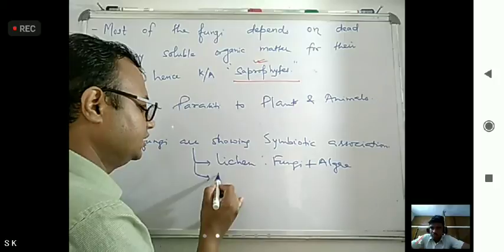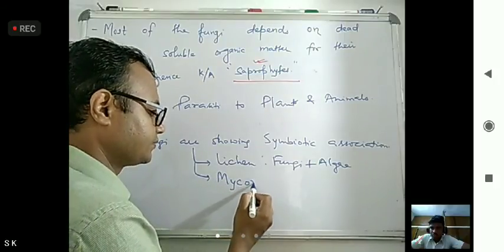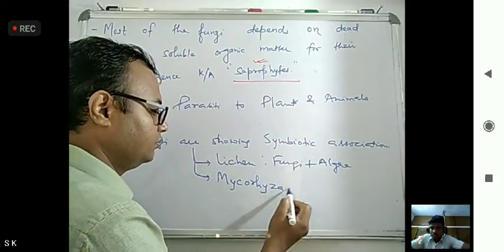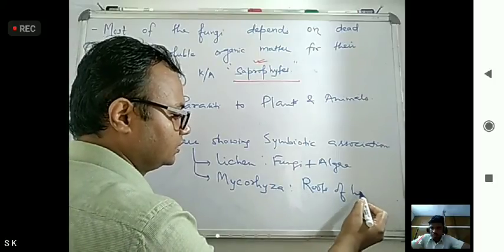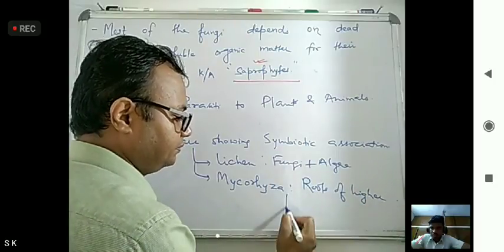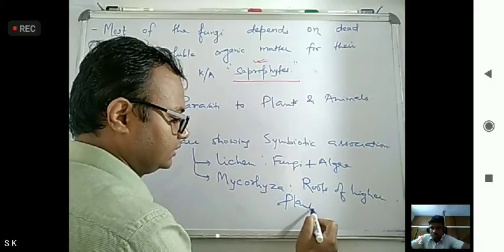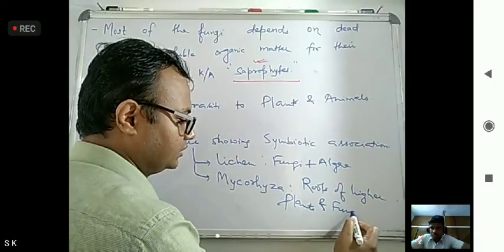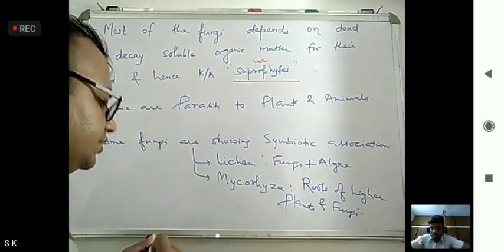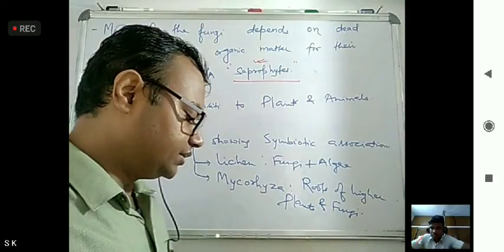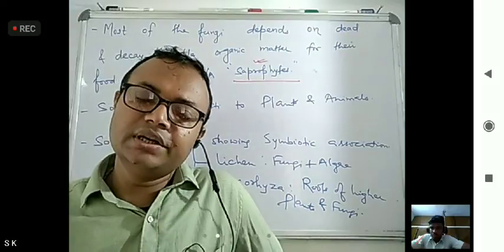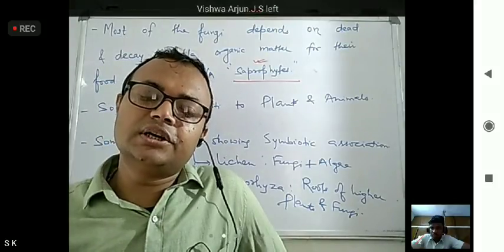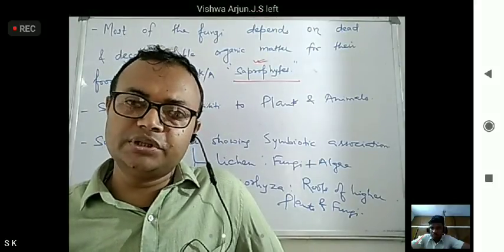If we look at mycorrhizae, it is the association of the roots of higher plants and fungi. Okay, so this is related to the features of kingdom Fungi. Next we will see the reproduction in fungi and what groups they have.